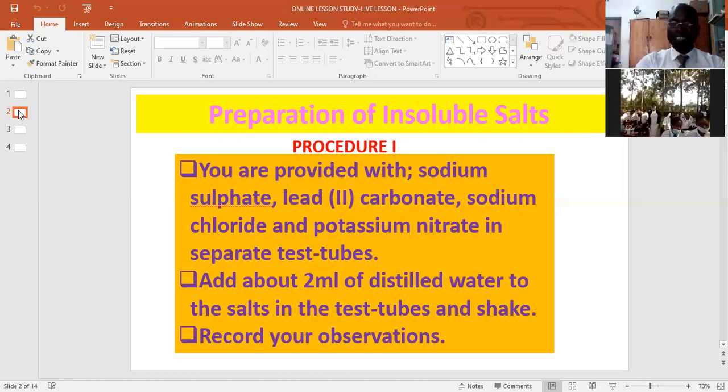Wonderful, that is good. I'm on you because we have other students, but I want you to answer the whole of that question. Sodium chloride, did it dissolve or did it not dissolve? It dissolved. And lastly, what about potassium nitrate? It also dissolved.